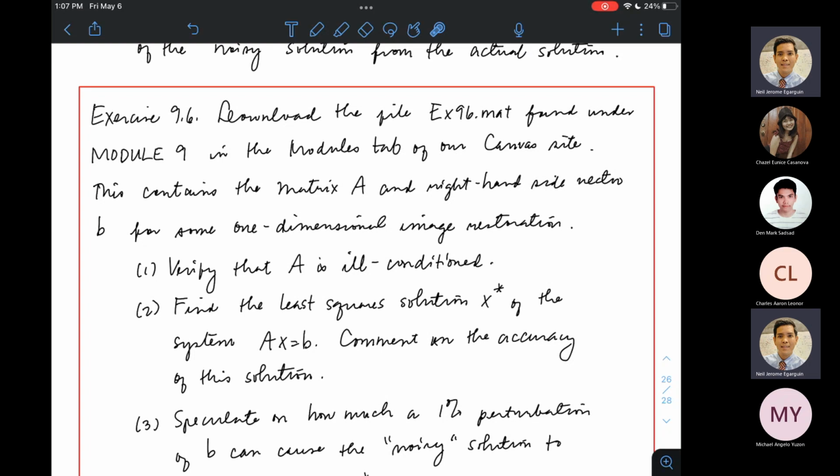Okay? Tapos gusto nating i-reconstruct ano yung image pag tinanggal ko yung blur o yung noise. Paano ko makukuha yung pabalik, yung actual picture. So yun tinatry sagutin nung matrix dito sa exercise.